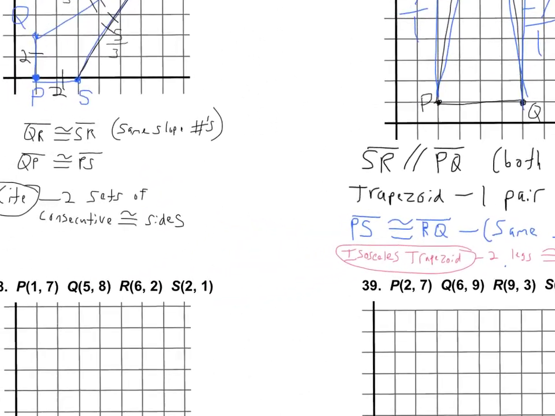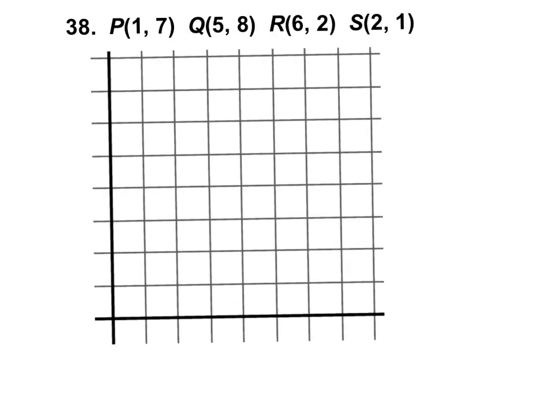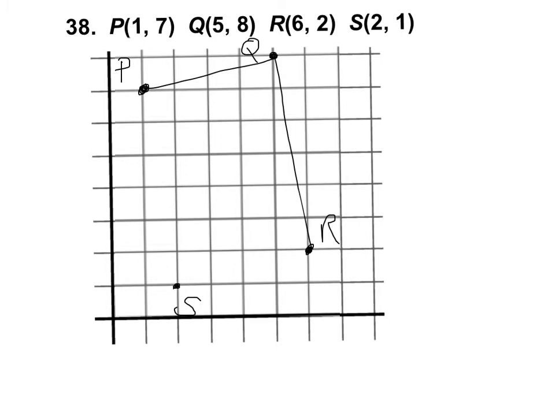Okay, on to number 38. I'll go ahead and plot these. Okay, now I got them plotted and labeled. Make sure to connect the dots in order. So P to Q, Q to R, R to S, and then go back from S to the beginning of P. Okay, kind of looks like a rectangle. I guess we'll see. Pretty much what you always want to do once you graph a shape is count the slope.